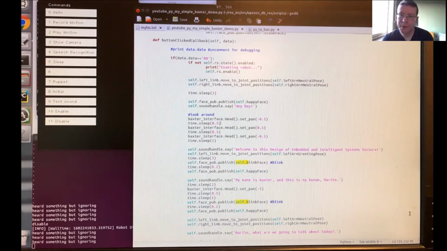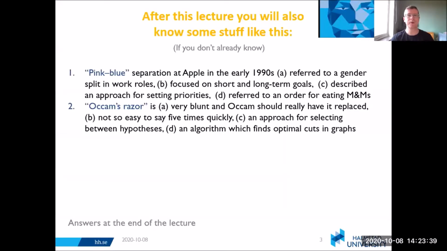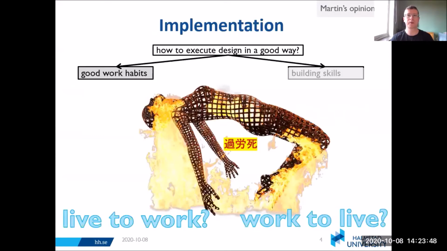Have you already guessed what the topic of today's lecture is? Yes, that's right. We're going to start to talk about how to implement this kind of system. After this lecture, you'll also know some stuff like this. Pink-blue separation and Occam's razor. So how can we execute a design in a good way? We should have good work habits, and we should also try to build our skills. Today we focus on the first one, work habits.